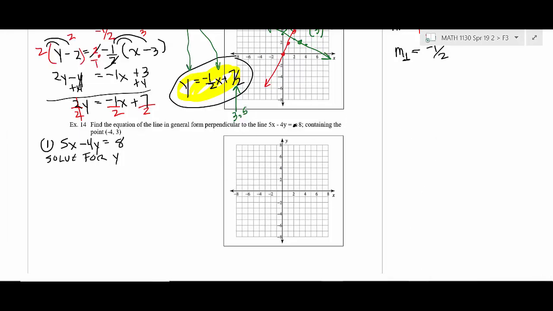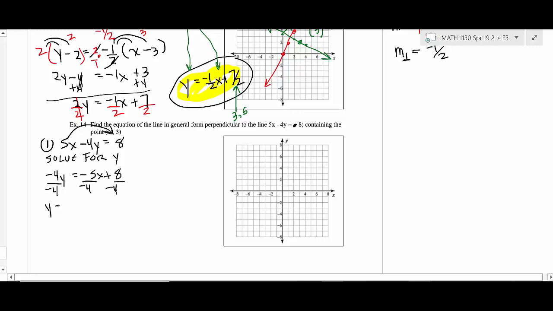Just kind of see how you're doing with this. The first step that you got to do is solve for y. So you would have negative 4y equals negative 5x plus 8. Then divide everything by negative 4. So you end up getting y equals, that's positive 5/4 x, and then minus 2. Okay, so that's step 1. And the purpose of that is just to find the slope of that original line. Okay, so you got to do that.